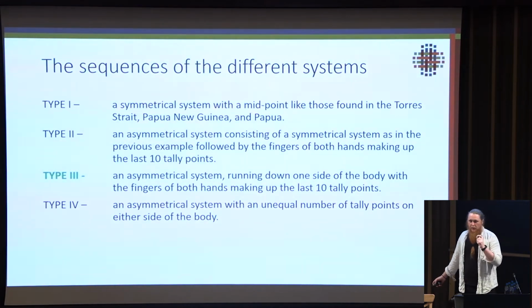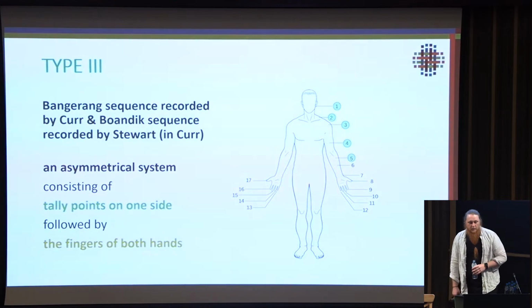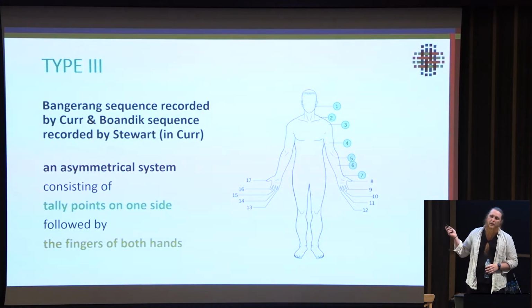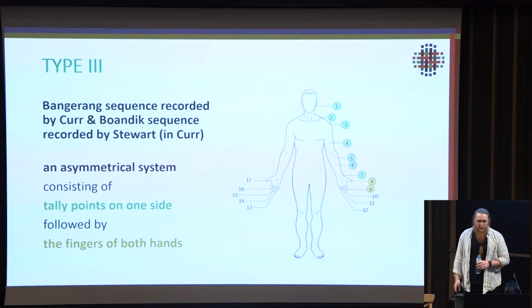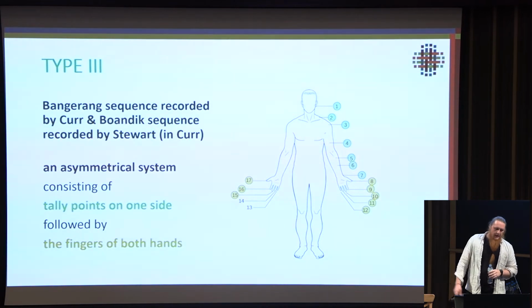Okay, number 3. This is the one from the Bangarang, which was recorded by Kerr, and for the Buandik or Bungadij of Mount Gambier. This is an asymmetrical system, and it's got tally points down one side, and then it finishes with the fingers of both hands. Note that it starts on the ear.